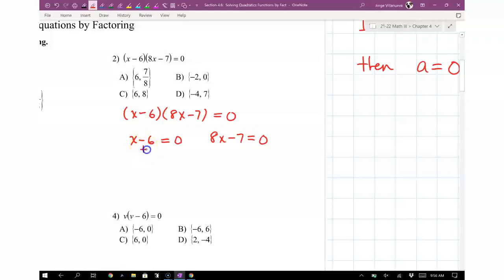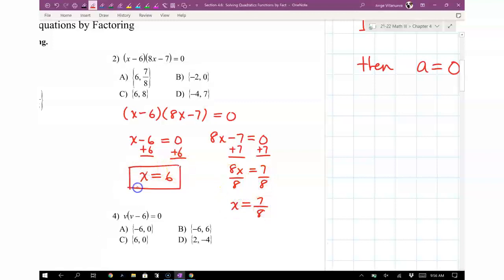So all you have to do is solve. If I add 6 to both sides, I get x equal to 6. For the other one, if I add 7 to both sides, I get 8x equals 7. And what do I have to do to find x? Just divide by 8. So x would be 7/8. Which one is my answer from those four options? It's A. So that's not that hard, right?